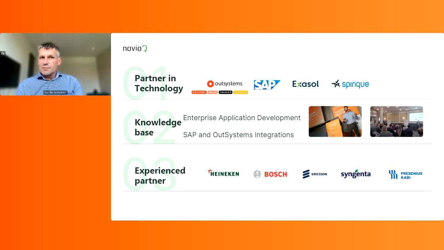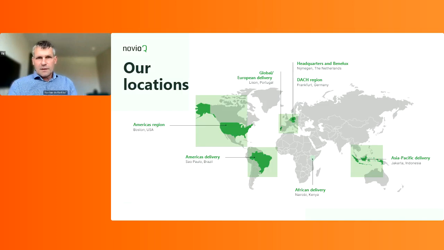We're globally really a knowledge base for SAP and OutSystems integration. So we speak at conferences, we do these webinars, we answer questions across the globe, for anybody who has a question on this. And in the 7 years of our existence, we have become quite an experienced partner with Heineken, Robert Bosch, Ericsson, Syngenta, Fresenius. So it's agriculture, pharmaceuticals, food and beverages, but also manufacturing. It's quite diverse. In the meantime, we've established offices in the Netherlands, Germany, Portugal, the US, and the Americas. And we can also deliver from Asia. So we can cover all time zones now, which we find quite important for our customers. That was it, Willie.